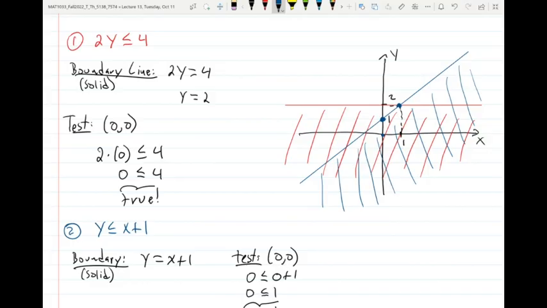Okay? Now, when you look at the two lines only, there are 4 regions now. I'm going to number them. Okay? Let's call this one region number 1. Let's call this one region number 2. Then this one will be region number 3. Then this one over here will be region number 4.